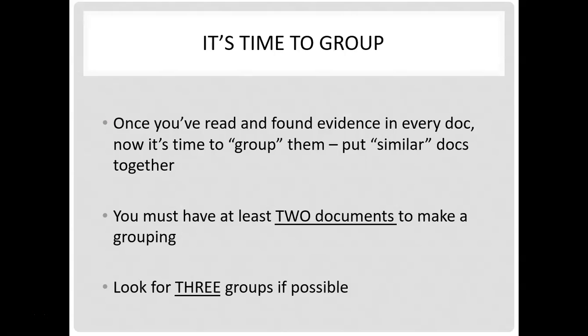So let's say you think documents 1 and 3 are basically saying the same thing. That's one group. Documents 2 and 6 are basically saying the same thing. That's another group. Documents 4, 5, and 7 are saying the same thing. That's another group. And you definitely need to group the documents because it's going to play a bigger role later on in your essay. And you always want to make sure to try to find at least 3 groups. You can have more, but we want to go for a minimum of 3.